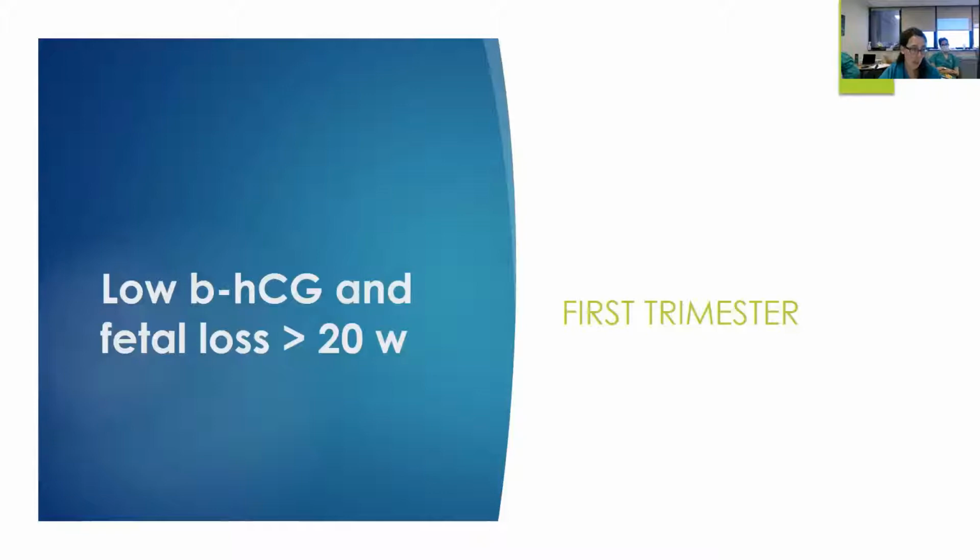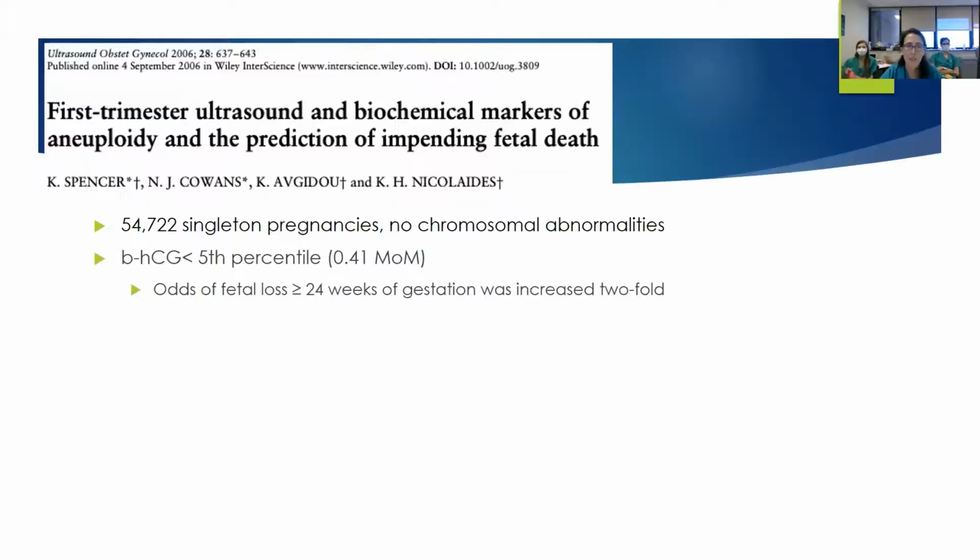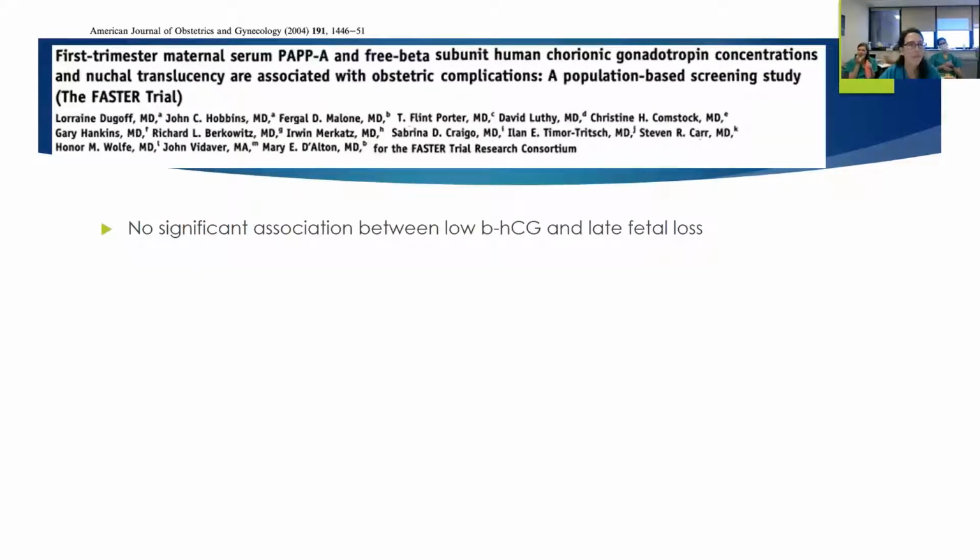Now, low HCG and fetal loss more than 20 weeks in the first trimester too. So this study showed that HCG less than the 5th percentile had twofold increased odds of having fetal loss more than 24 weeks. The FASTER trial did not show a significant association between low HCG and late pregnancy loss.